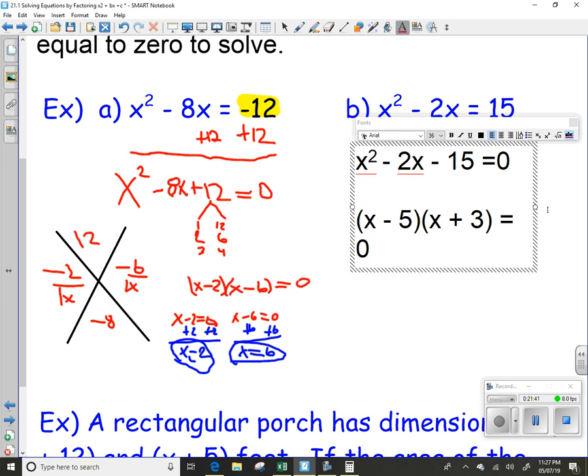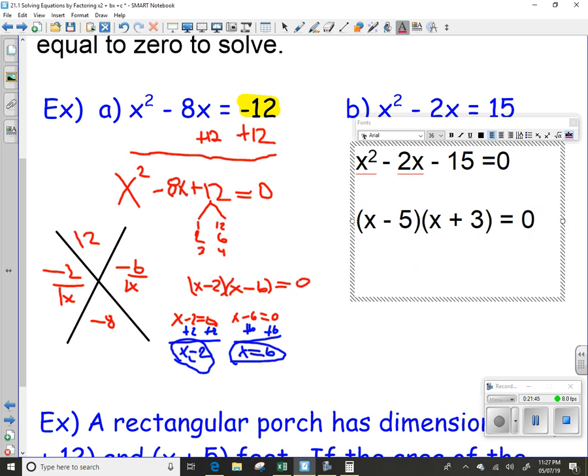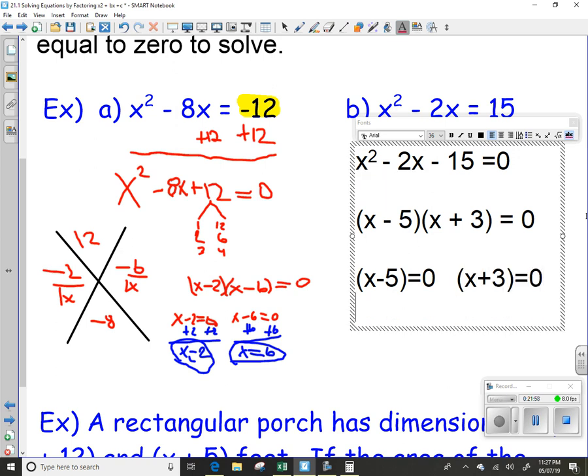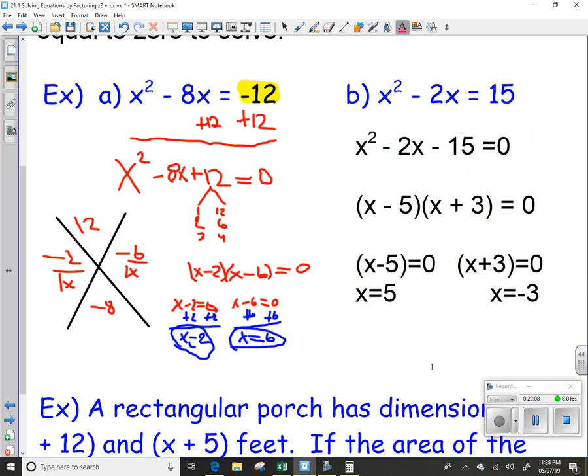And now I would use my zero product property. So set up your two problems. First I would have x minus 5 equal to 0, and then I'd have x plus 3 equal to 0. And now I solve both of those. Add 5 on this one, so you get x equals 5. Here on this one, subtract 3 from both sides, so I get x equals -3. And there's my answer.